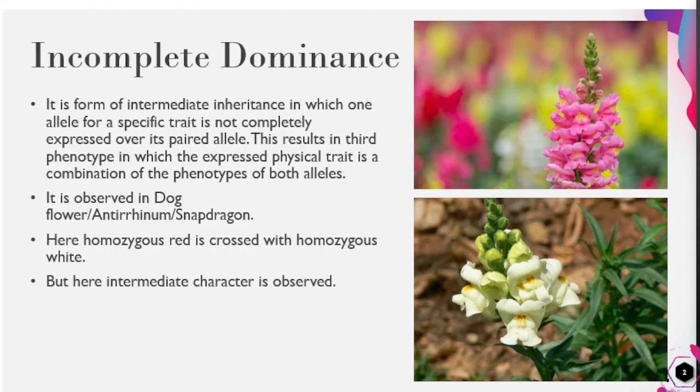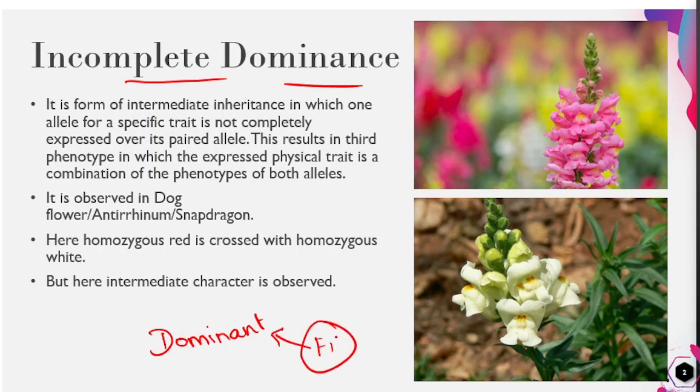What is incomplete dominance? Initially we studied that only the dominant character is seen in the offspring. In a monohybrid cross, where only one character is involved, if you cross two plants, the F1 progeny will have only the dominant character. That is the law of dominance, given by Mendel.